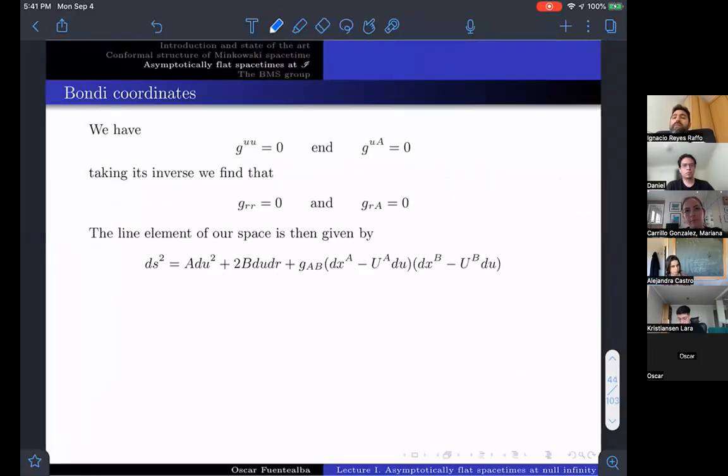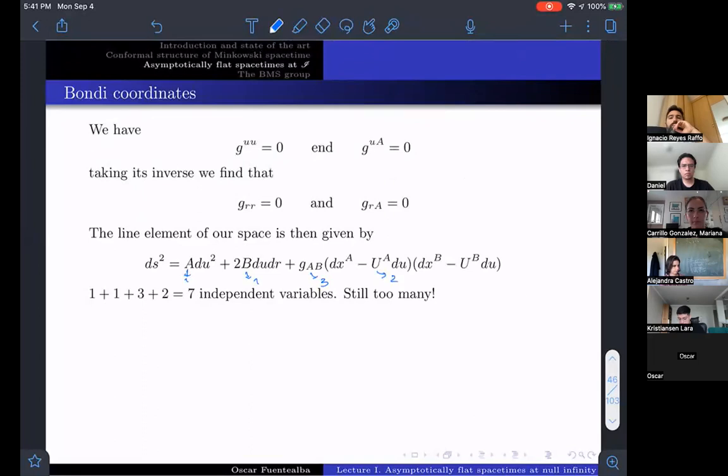So we can write now a line element for our space that is given by this expression here. But there is one thing: we still have too many variables. Why? Because we have one here, here we have 3, and here we have 2. So we have 7, if my maths are right. Yes, we have 7, which is too much because we know that the metric must have 6 independent variables.